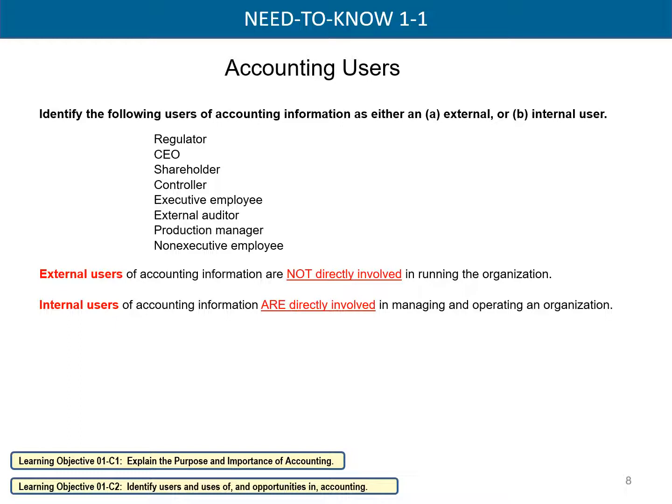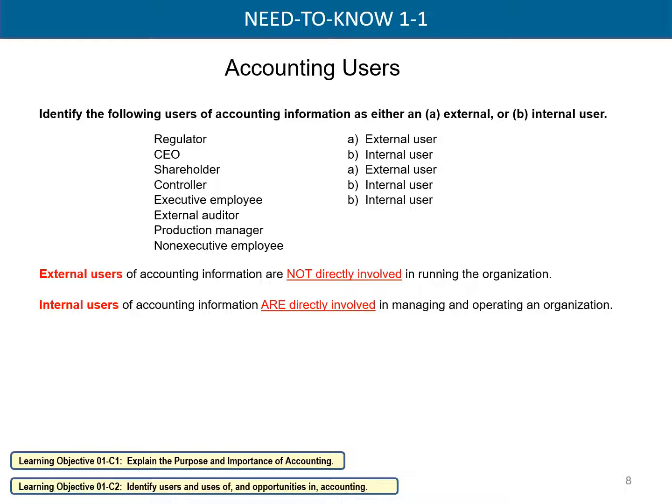Okay, so a regulator, is that an internal or external user? That's right, external. CEO, internal. Shareholder, it's external. Controller, it's internal. Executive employee is an internal user.